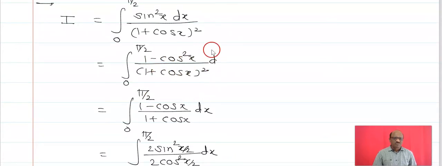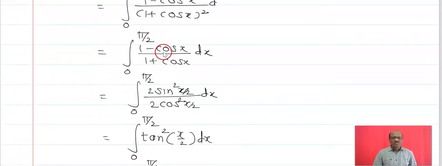1 plus cos x from the numerator and the denominator will get cancelled, and you will get integral 0 to pi by 2 of (1 minus cos x) upon (1 plus cos x) dx. What is the formula for 1 minus cos x? That is 2 sin square x upon 2. 1 plus cos x is 2 cos square x upon 2.